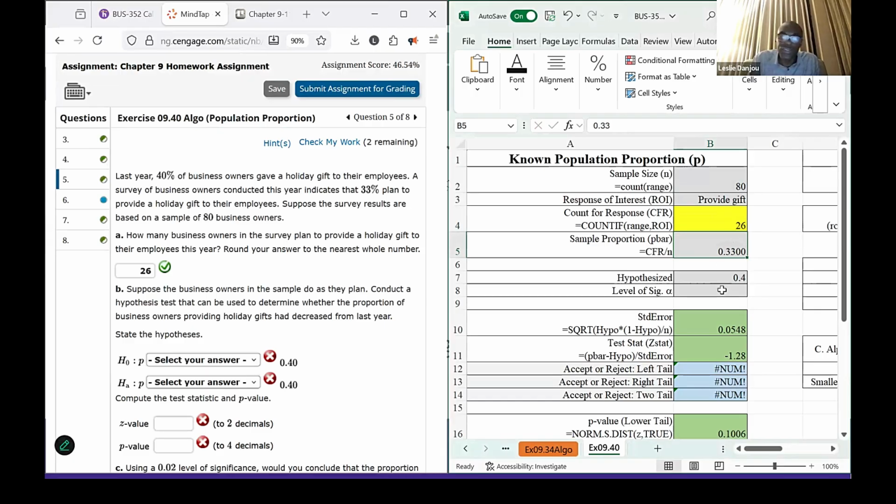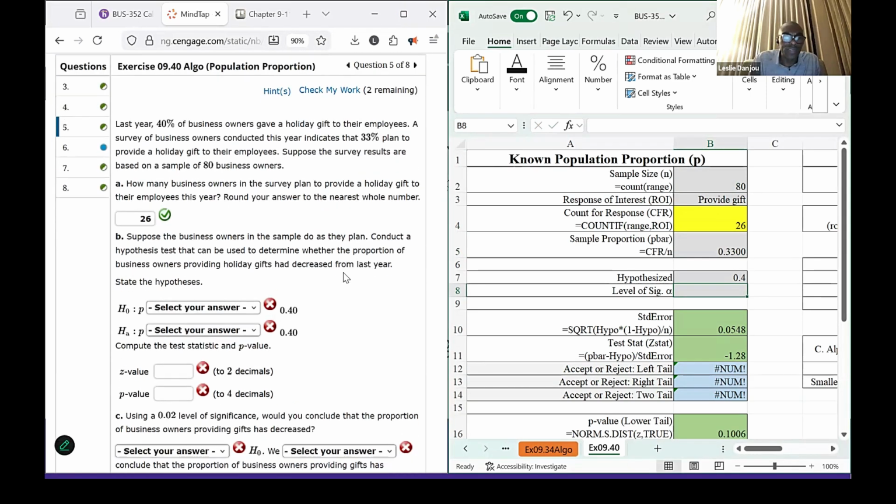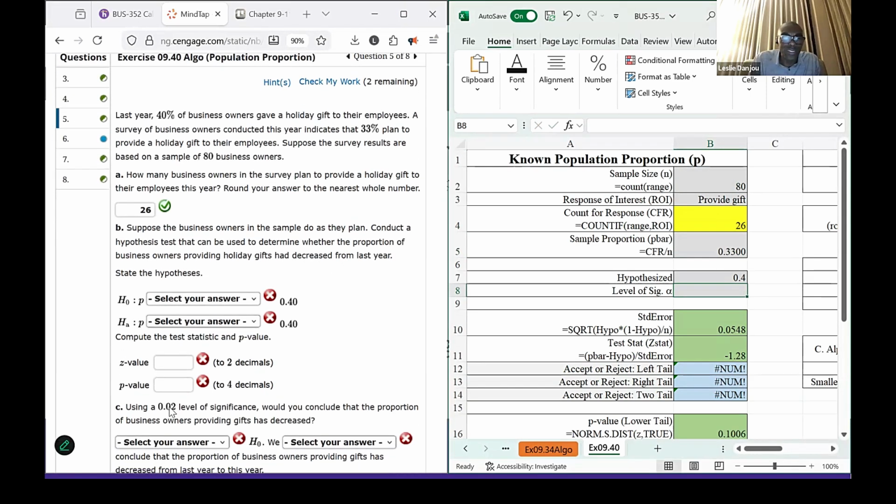What is your level of significance? I'm just going to assume it's 0.05. Scroll down. Hey, 0.02. 0.02, basically 2%. They want it really fine-tuned to see if what they're asking is correct or not.